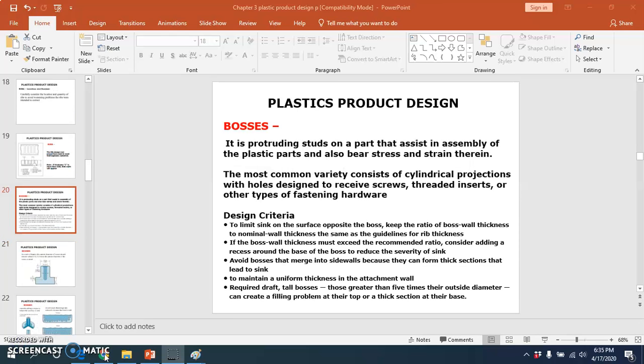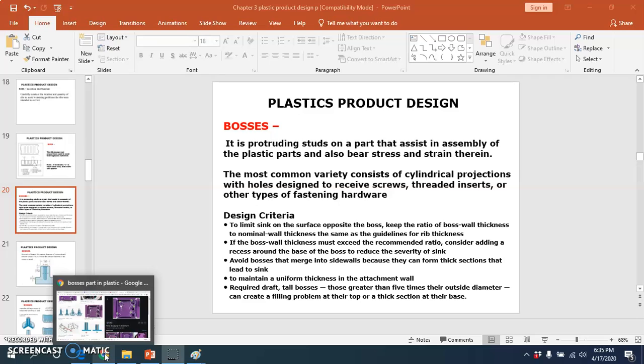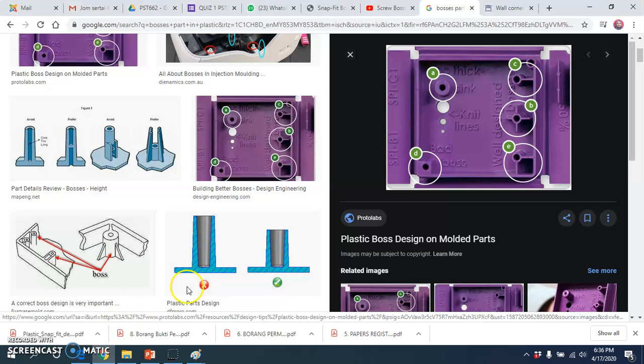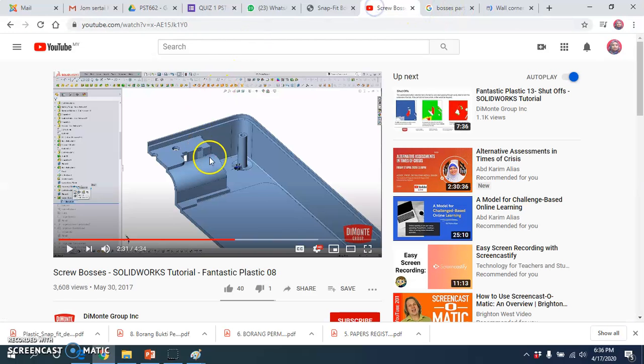Okay, proceed with bosses. Bosses are used in many part designs as points for attachment and assembly. The most common variety consists of a cylindrical projection with a hole designed to receive screws, threaded inserts or other types of fastening hardware. So this is an example of bosses. This one, and also this one. Okay, these are bosses.